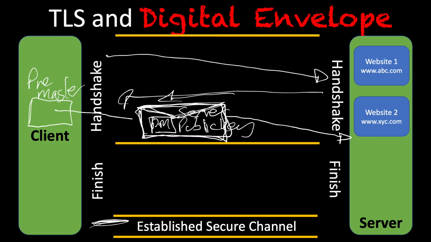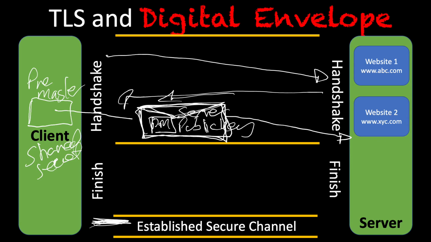In some situations, instead of doing the pre-master on the left-hand side, you can encrypt the shared secret. Essentially, the shared secret is the symmetric key that's actually used to encrypt the traffic back and forth. And that's essentially what a digital envelope is.